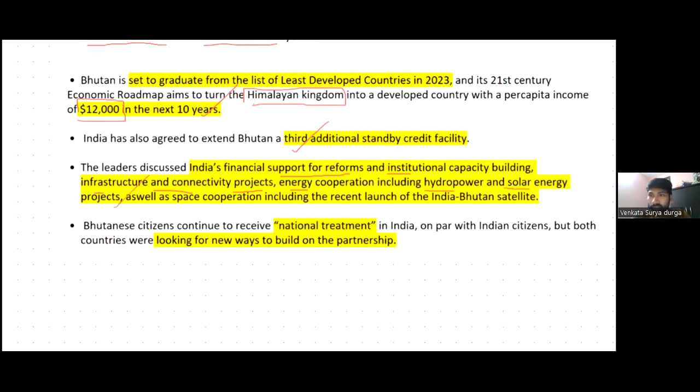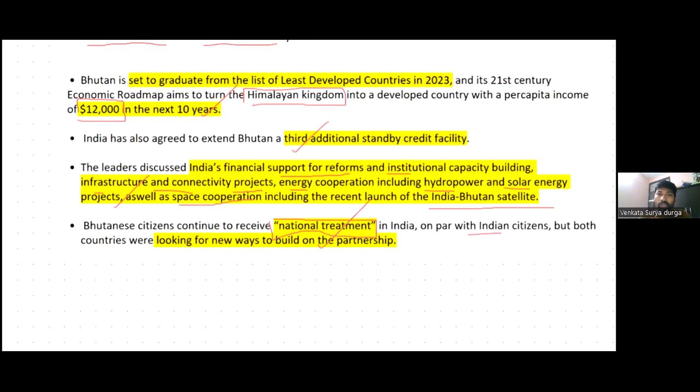India is known for founding the International Solar Alliance. India has the necessary capabilities and expertise, and will further increase cooperation in hydroelectricity and solar energy. This also includes space cooperation. India and Bhutan recently launched the India-Bhutan satellite. Bhutanese citizens enjoy special national treatment in India, on par with Indian citizens.